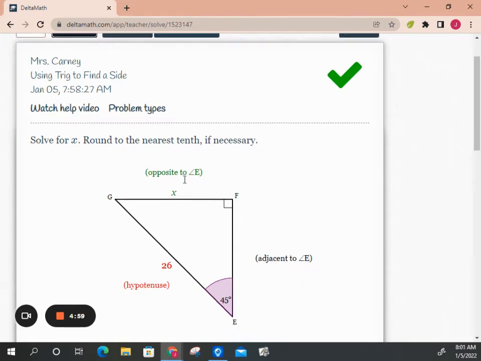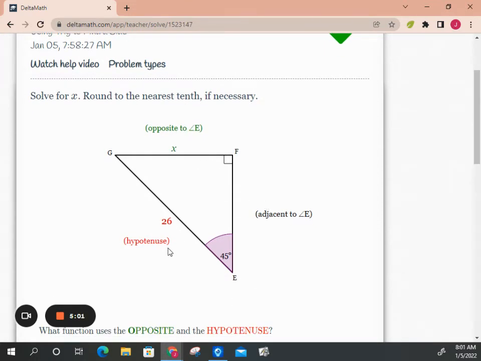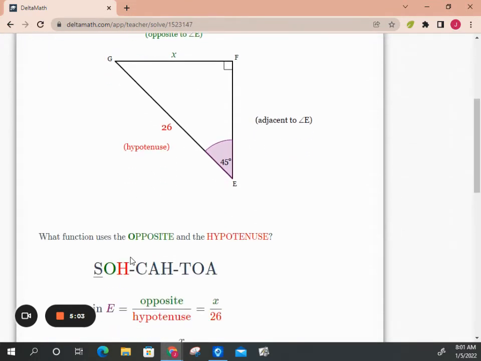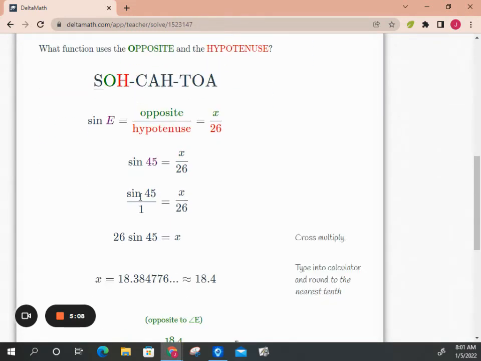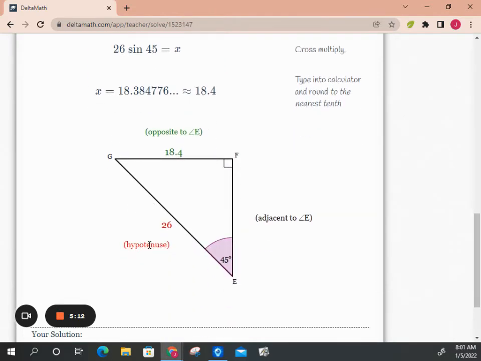Again, what I like in here is it's reminding you of the labels. So if you got it wrong, you could see if you labeled it wrong. It's telling you which function and why. It's all color coded. It shows you the cross multiplication. So I really think this is a good answer here.